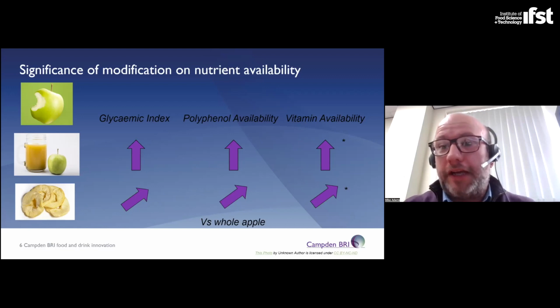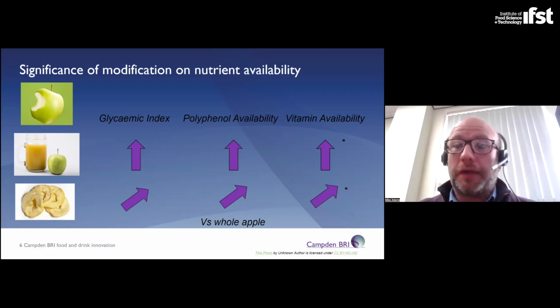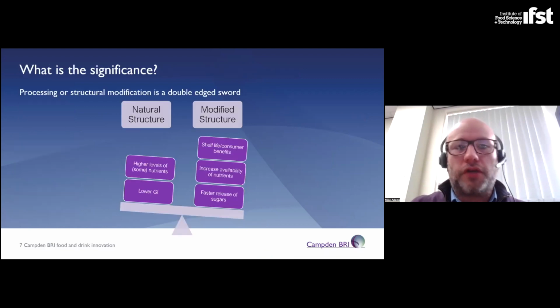Asterisk next to vitamin availability, because processing often has an effect on the level of the vitamin, not just the availability. So it's always important to understand that the vitamins may be more available, but they also are more available to be oxidized or degraded by heat or acids that are contained within the product. So it's very much a double-edged sword. So, as I say, processing or structural modification is very much a double-edged sword.